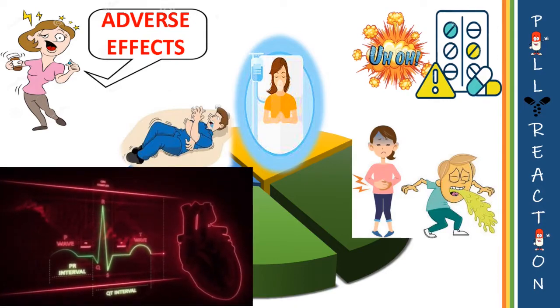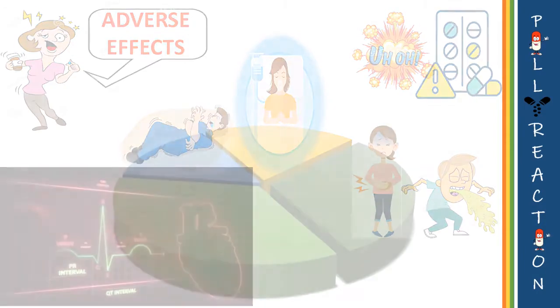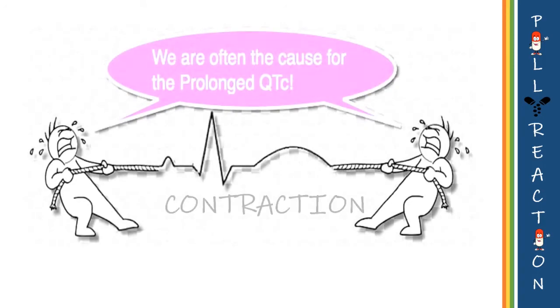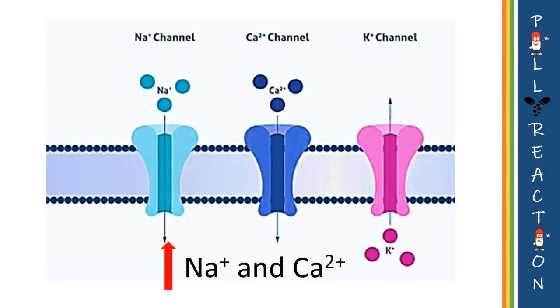This happens as a result of blocking the rapidly activating delayed rectifier potassium channels. When we say QT interval prolongation, that simply means increased depolarization of cardiac muscles for a longer duration of time, which happens due to excessive intracellular sodium and calcium levels, and even by blocking of outgoing potassium channels, which otherwise were responsible for hyperpolarization, or simply relaxation of cardiac muscles.